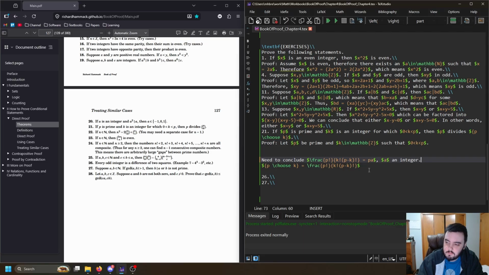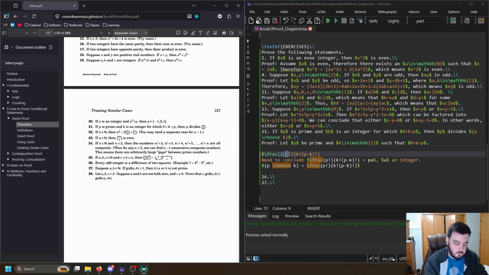Because you can just rewrite this as P minus 1, P times that. So we really just have to show that this is an integer.